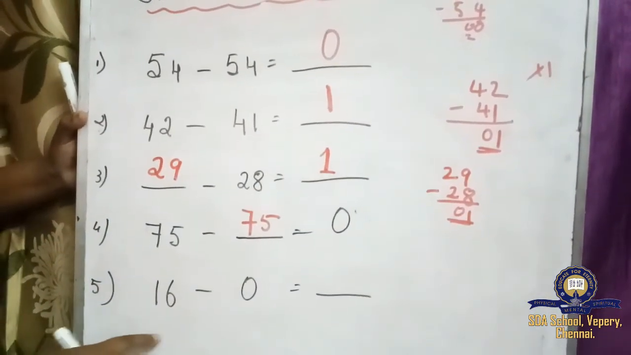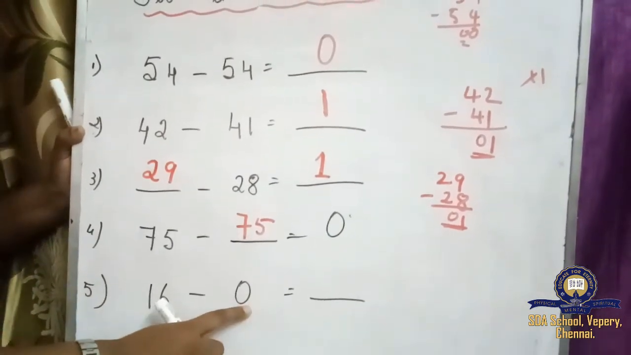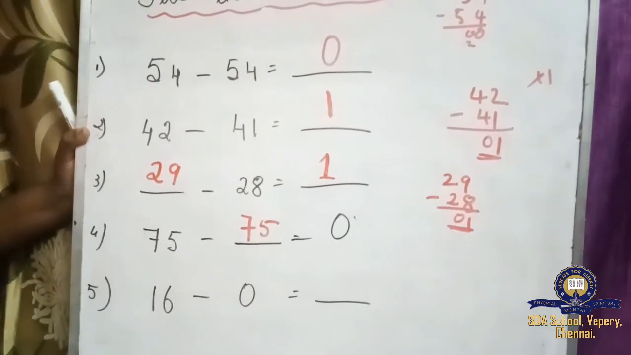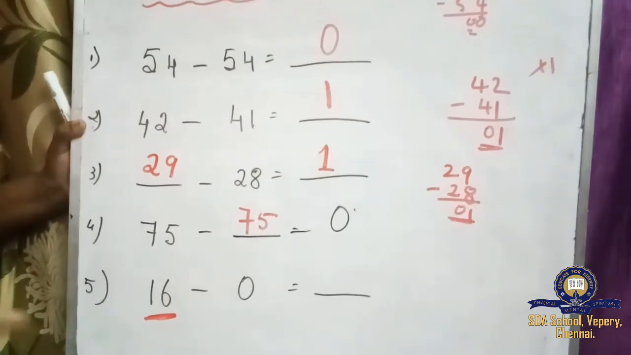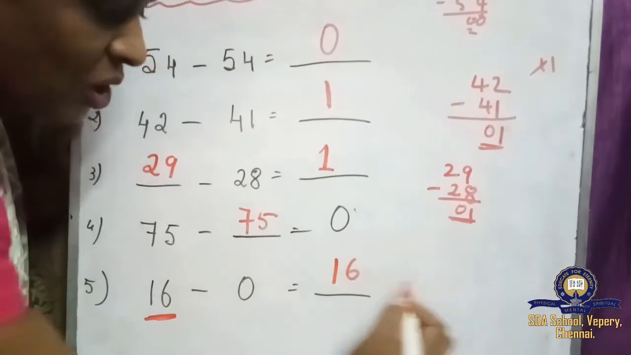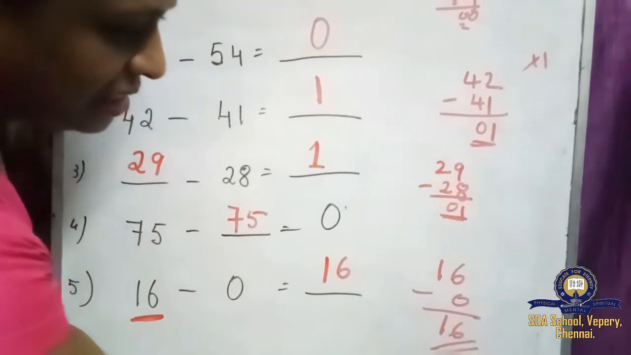Coming to here, 16 minus 0. When 0 is subtracted from the number, the difference is always itself. 16 minus 0 is 16 itself.